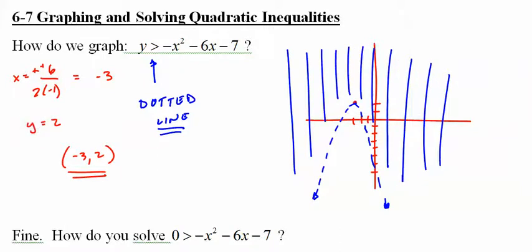Want to test a point to make sure? Let's try 0 comma 4, see if it works. X is 0. I get negative 7. Is negative 7 less than 4? Yes, we're in the right spot.